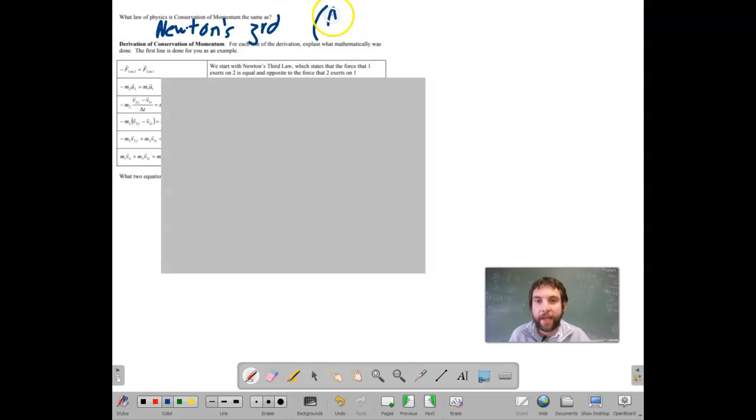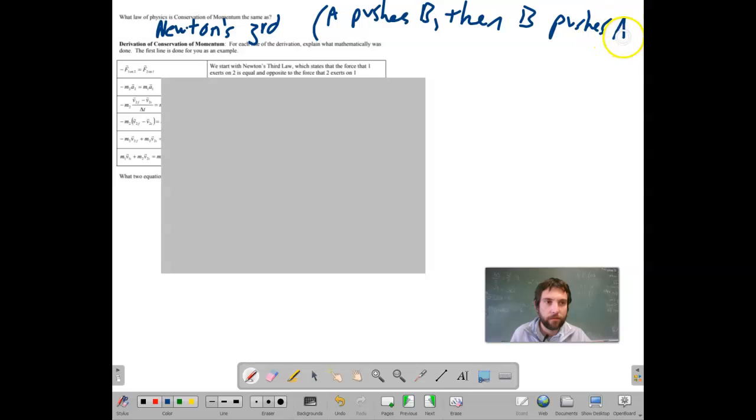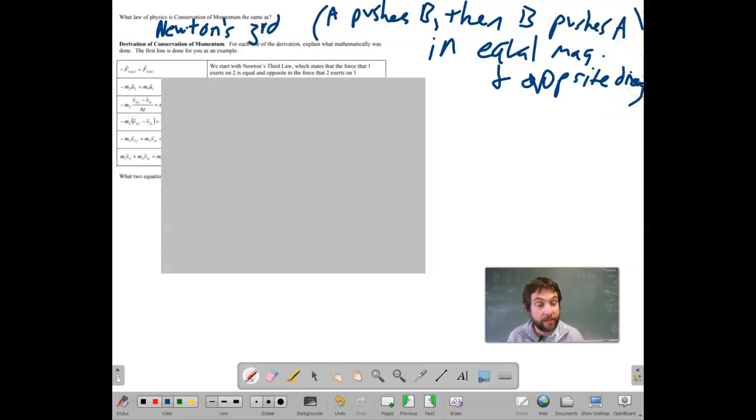Remember, if A pushes B, then B pushes A, in equal magnitude and opposite direction. You have to have two objects for Newton's third law to exist. You can't just have an individual object. Same thing for conservation of momentum. You have to have two objects doing something.